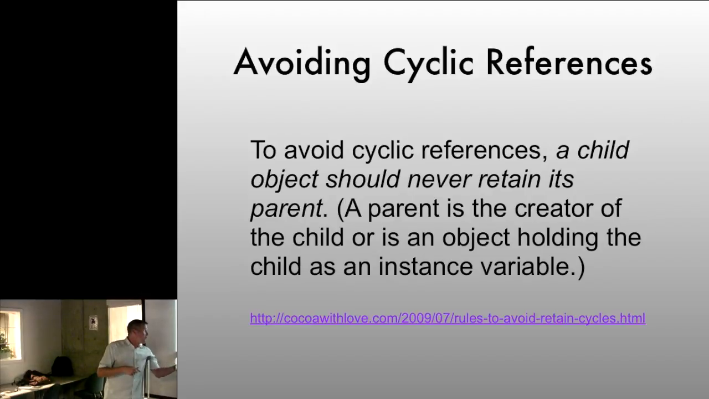And the parent is defined as the creator of a child, like a factory method that creates a child, or an object that holds a child as one of its instance variables. This website that'll be on the slides has a lot of really good information about release and retain cycles. This is a pretty common problem as your projects grow larger and you start having more and more subclasses of objects. But for the general rule, parents retain children, and children don't retain parents.